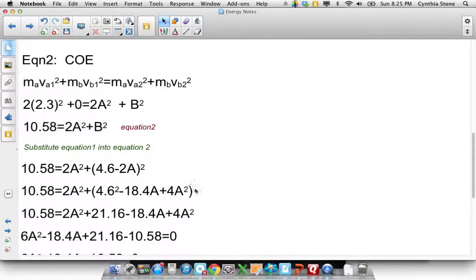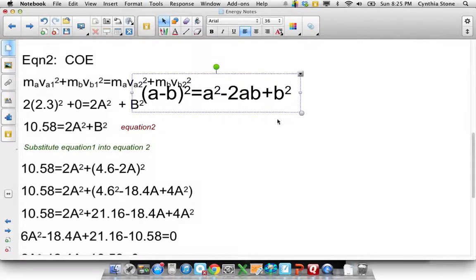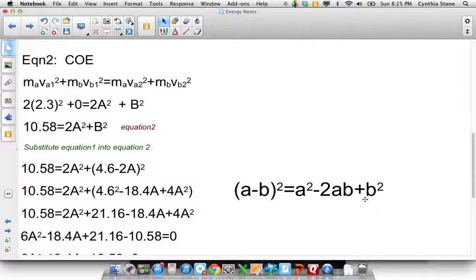If you don't remember how I came up with this line right here, just ask me in class. You will have to do this on your own, so you should make sure you understand the algebraic steps, okay? Getting from here to here, if you don't get that, it's just using the fact that (A - B) squared equals A squared minus 2AB plus B squared, okay? That's how I came up with this line right here.